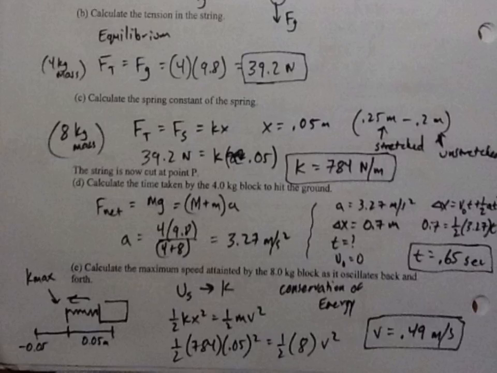So maximum speed is attained at equilibrium, at that 20 centimeter mark. So we know that the potential energy in the spring, 1/2 kx squared, has to equal the kinetic energy of the block since they are attached together. So we set it up as you can see here, and we see that the maximum speed, the velocity at that particular point at equilibrium, is 0.49 meters per second.